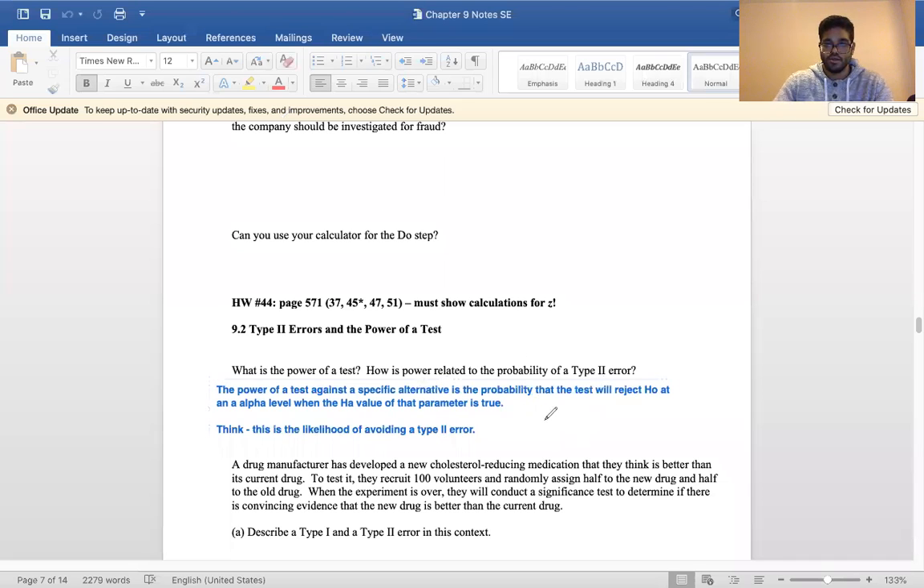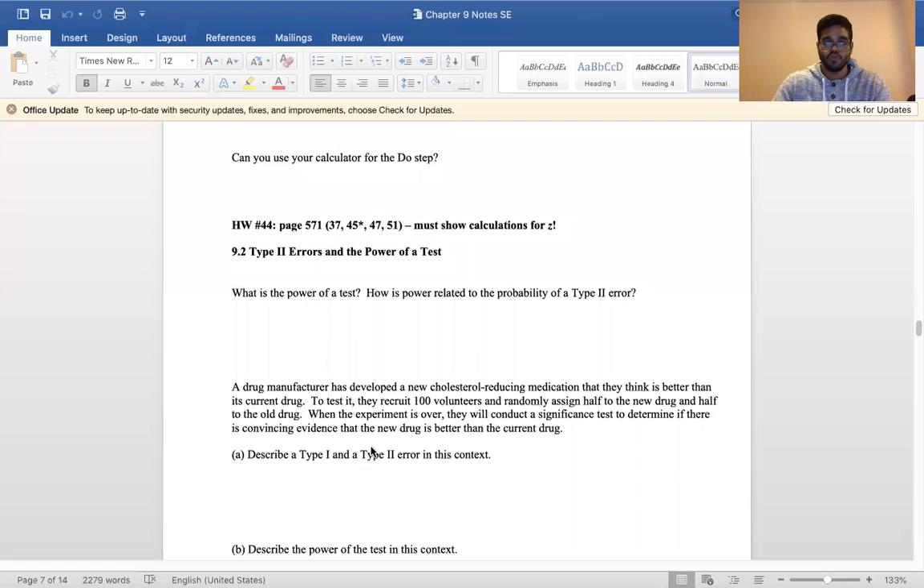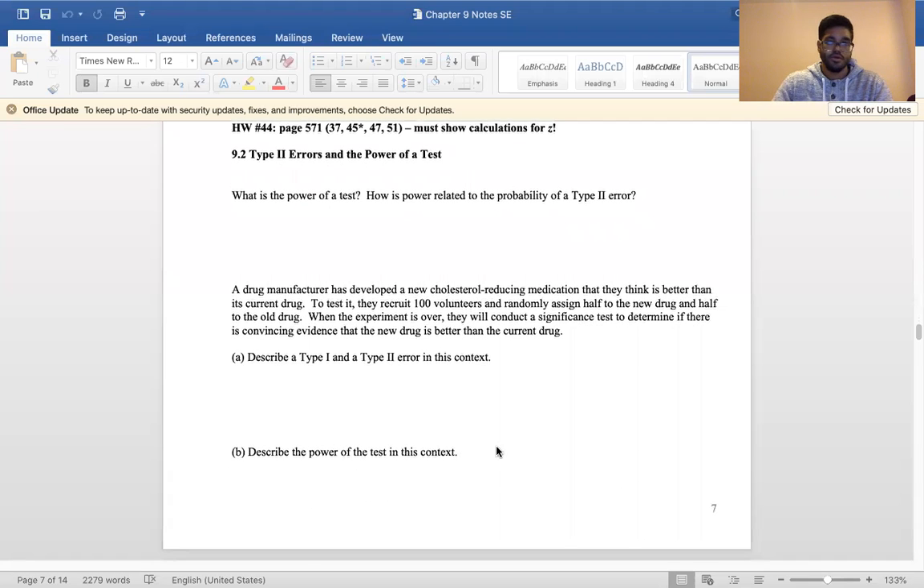So power is equal to 1 minus beta, right? Where beta is your type 2 error. So if you want to try to avoid it, you're just going to use 1 minus beta. Okay. More type 1, type 2 practice in this problem here. So take a second to try that and see if you can think about the description for power. And again, we'll talk about those in class.